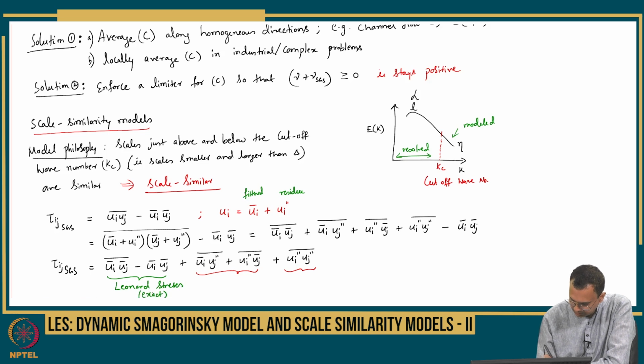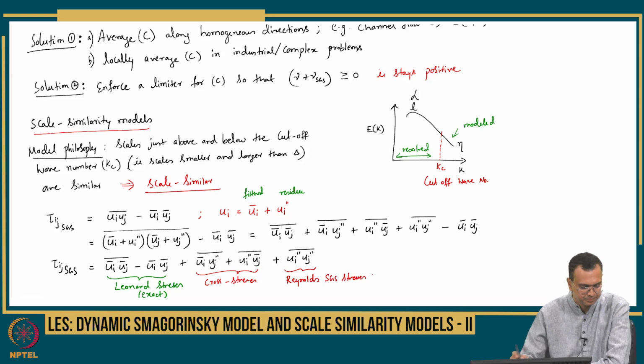Luckily it is exact, no modeling required. These are called cross stress terms, cross stresses, because it looks like there is a cross interaction between the filtered and the residue components here. This last one, as I said, looks somewhat like a Reynolds stress, so we call it Reynolds SGS stresses. Let us call this equation star, some number. Among these three, one is exact, and the other two require modeling. If you do that, the tau ij SGS is closed and you can solve the LES calculation.